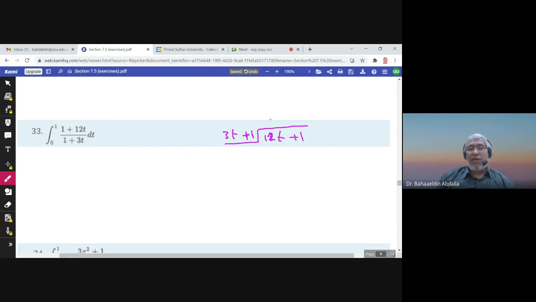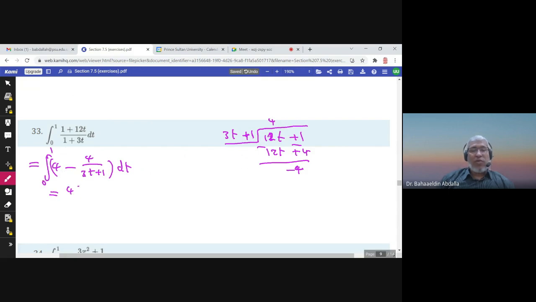12t divided by 3t is just 4. Changing the sign and adding, I'll have negative 4. So I immediately can write this as the integral of 4, the quotient, minus 4, the remainder, over 3t plus 1 dt. And here I have the same numbers, 0, 1. So the integral would be 4t minus 4 times, now the integral of 1 over 3t plus 1 is ln of 3t plus 1 over 3. All of this from 0 to 1, and you find the answer.